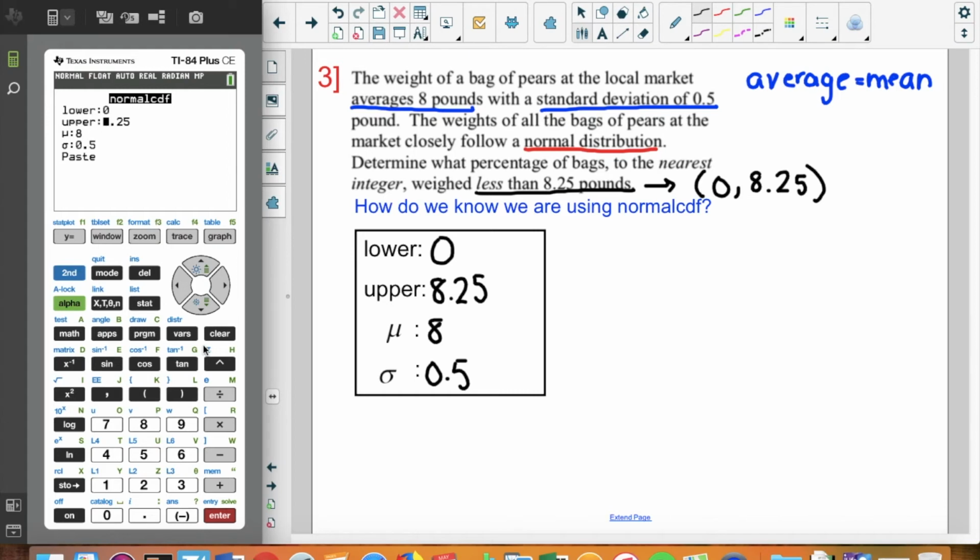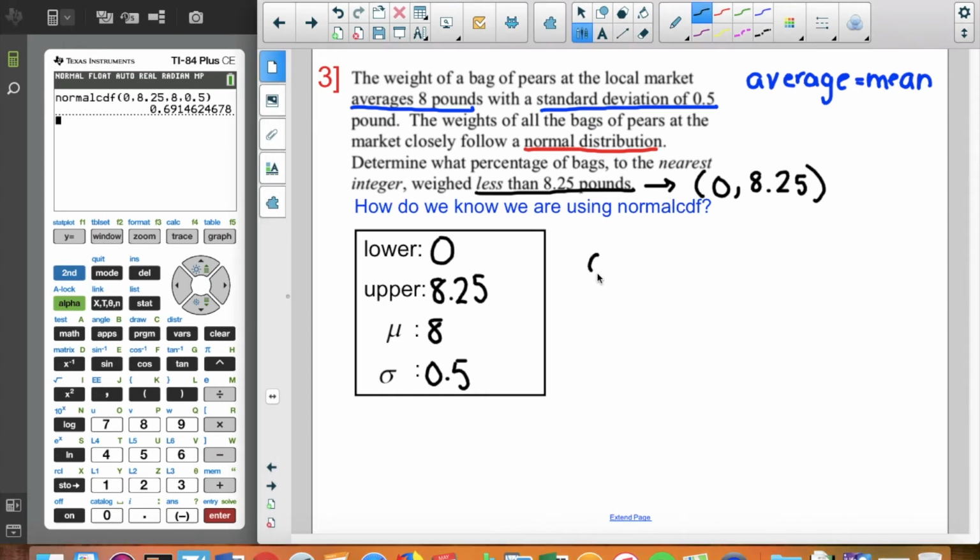So 0, 8.25, 8, 0.5. Go to paste, press enter, enter, and there we go. So we get 0.69146, and so on. Now it does want a percent, so we should change this to a percent.